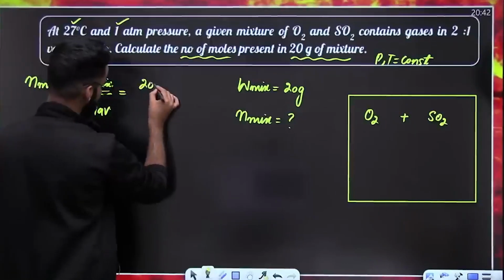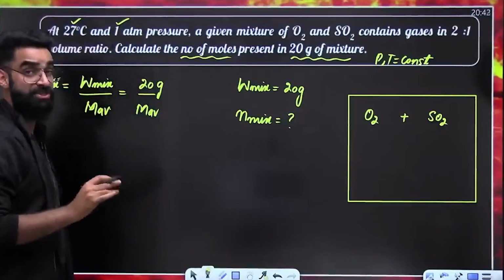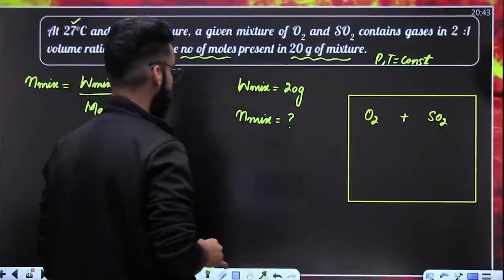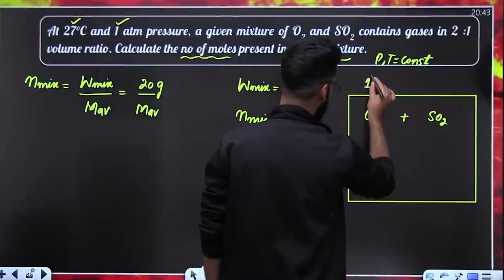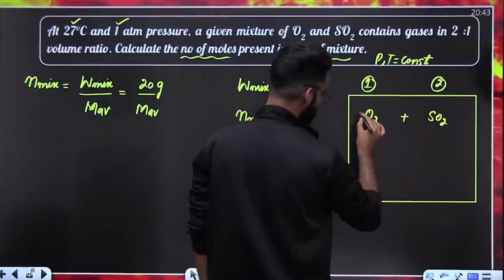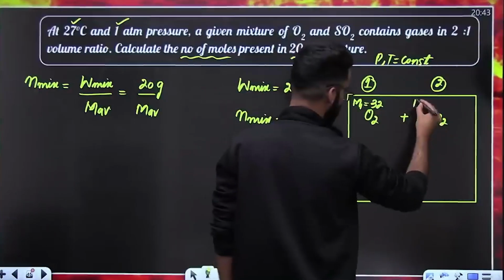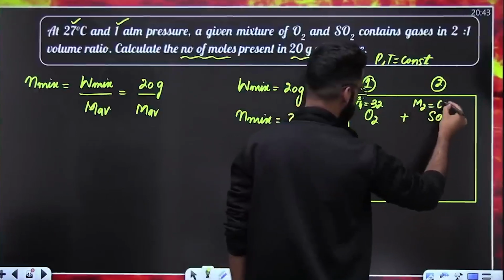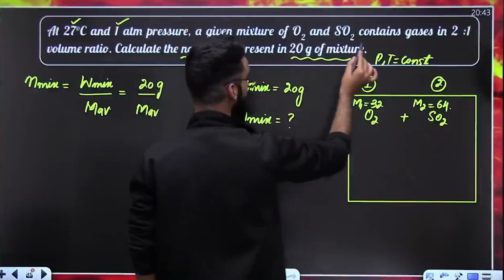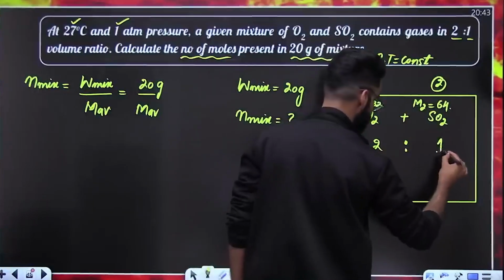Mass of the mixture is given to me as 20 grams, divided by the average molar mass of the mixture, which is not given to me, so I will have to calculate it. Let's call O2 gas 1 and SO2 gas 2. Molar mass of O2, you know, is 32 grams per mole. Molar mass of SO2 is 64 grams per mole. These two gases are present in the volume ratio of 2:1.